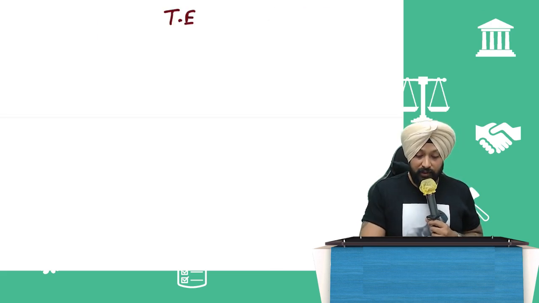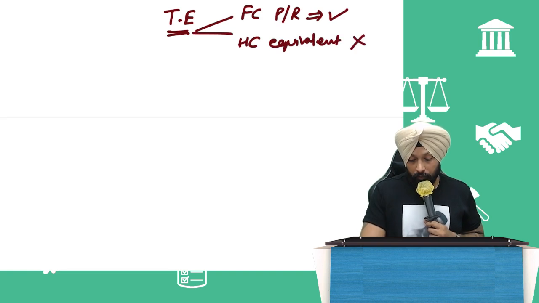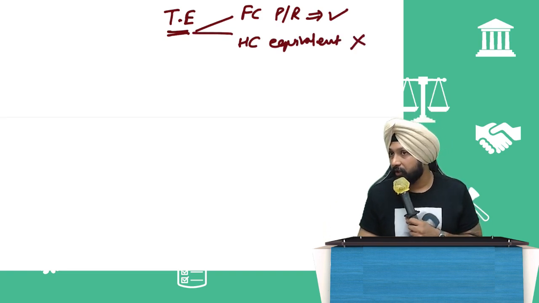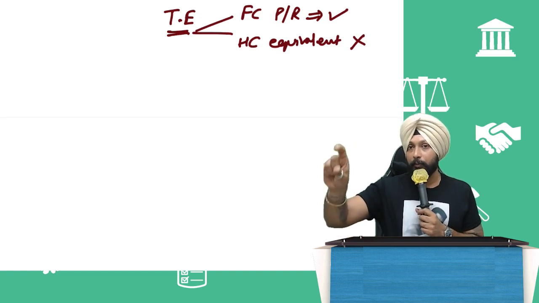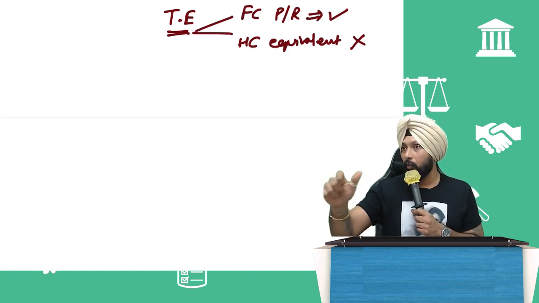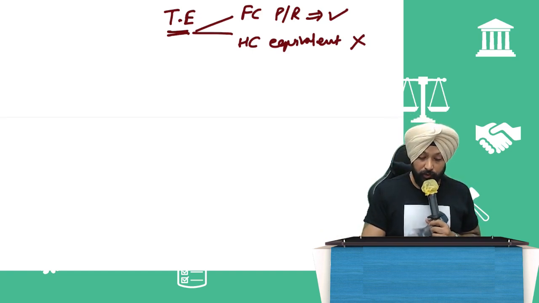What is transaction exposure? Forex. Foreign currency payable or receivable? Known. Home currency equivalent? Unknown, because the settlement happens on a future date. This is currency fluctuation risk. I know how much foreign currency I am supposed to pay or receive, but I don't know what will be the rupee equivalent of that. Correct? That is transaction exposure.